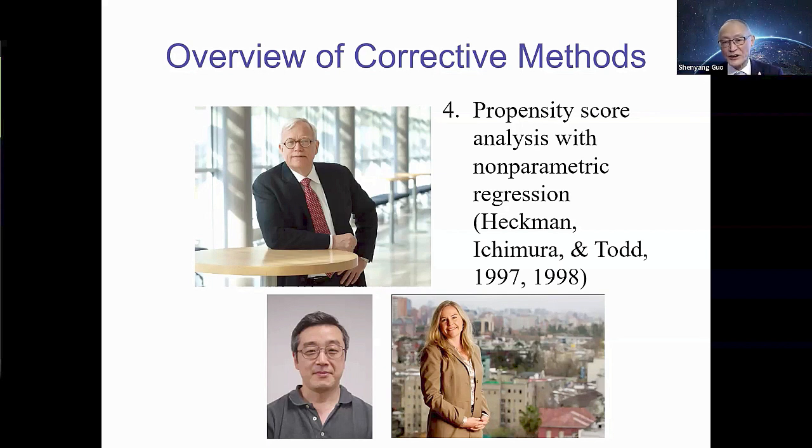LOWESS was a method developed originally for the analysis of time series data. So these authors, led by Heckman, were very innovative. They applied the method for analysis of time series to propensity score matching. Basically, this method is a one-to-all matching.